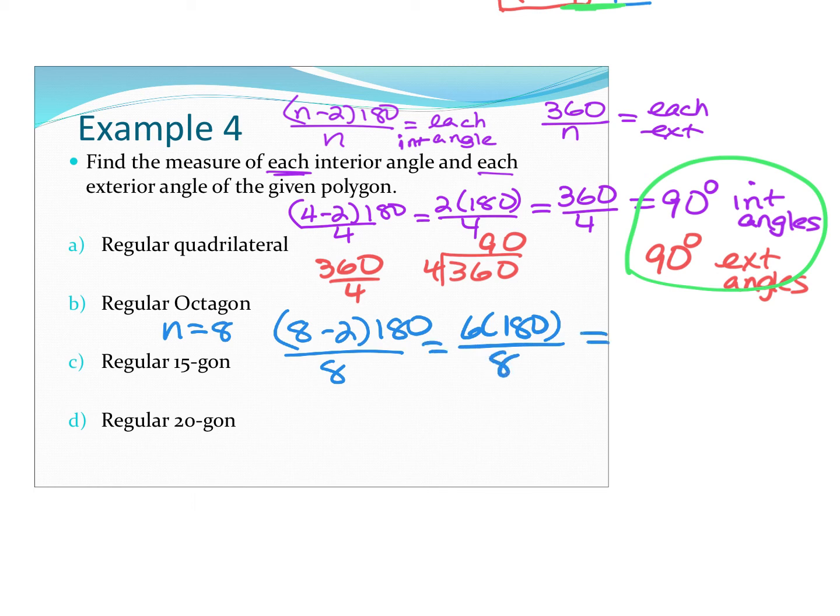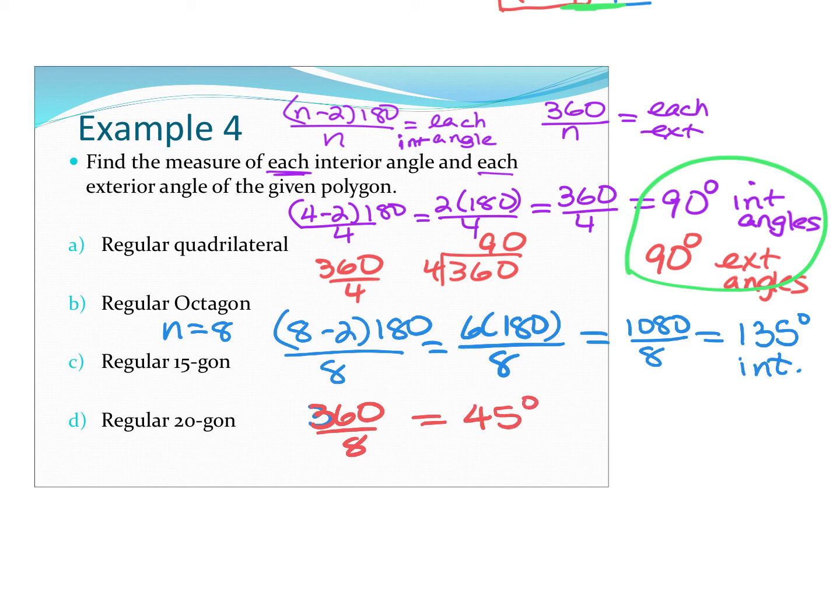Now I can do it the long way and multiply 180 times 6, and I get 1080 divided by 8, and each interior angle of an octagon is 135 degrees. That's the interior. For the exterior, we're taking 360, and we're going to divide that by 8. Once I divide 360 by 8, this gives me 45 degrees. And that would be my exterior angle.